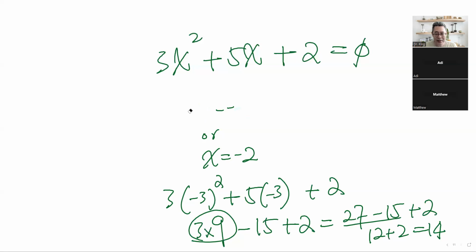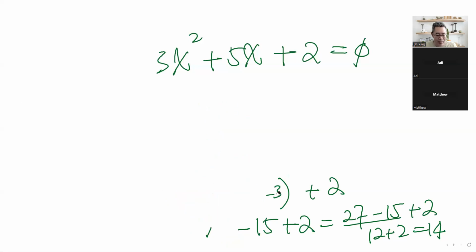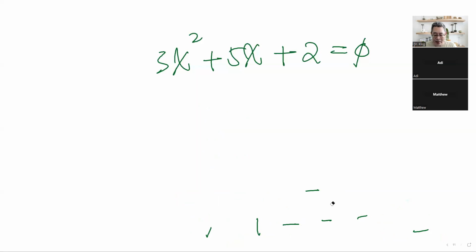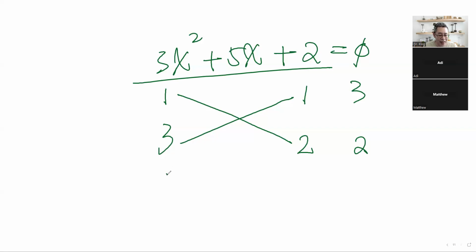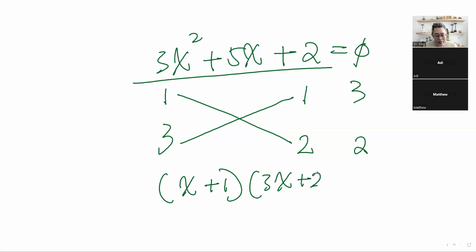Okay. So now let's see why is that. Well, we said that we have to break the 3. The only way we can break 3 is that the factors of 3 are 1 and 3. And we can also break the 2 into 1 and 2. Now, if you do that, 1 times 2 is 2, 3 times 1 is 3, and 3 plus 2 is 5. So we know we can break it. So now we can write this as x plus 1 and 3x plus 2.